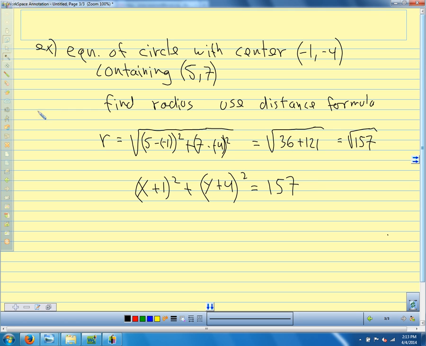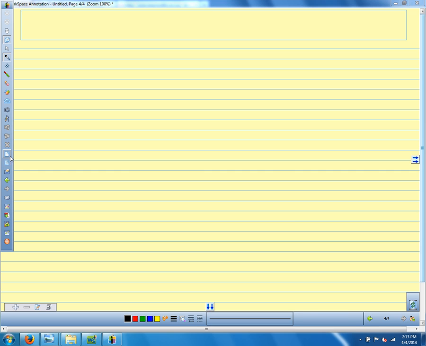All right, let's do a slightly different kind of problem. Let's say for this one, we're given the endpoints of a diameter.